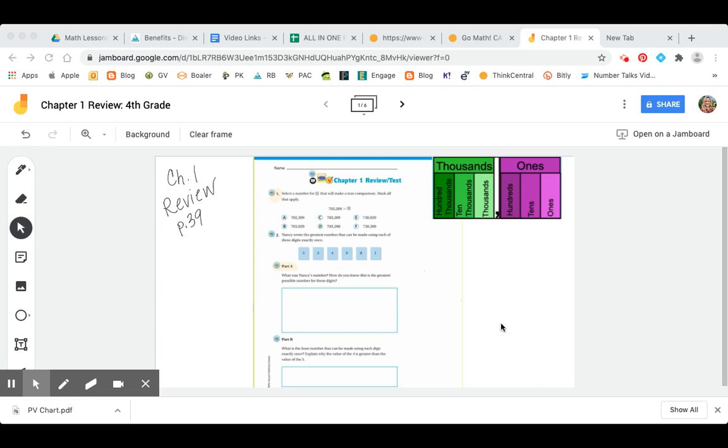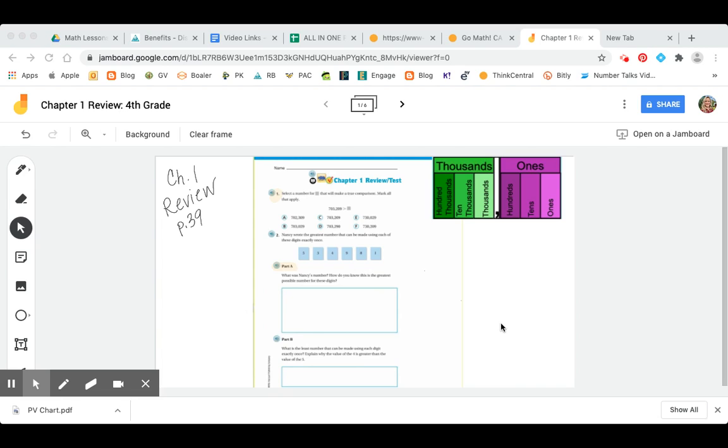All right, so let's get started. This is page 39 of your workbook. I hope you have your book and not just looking at my screen here, right? Because you're going to do this with me. It says select a number for the gray square that will make a true comparison.